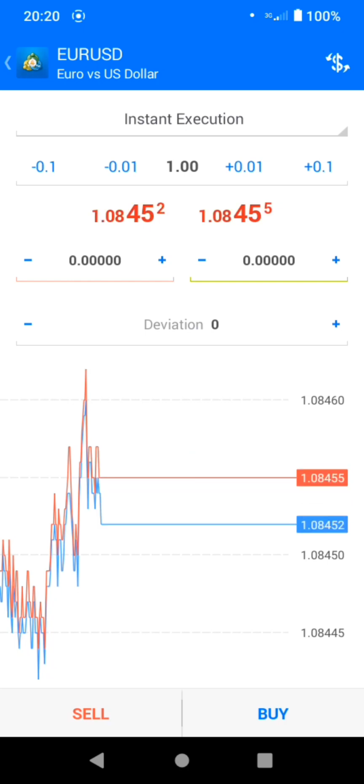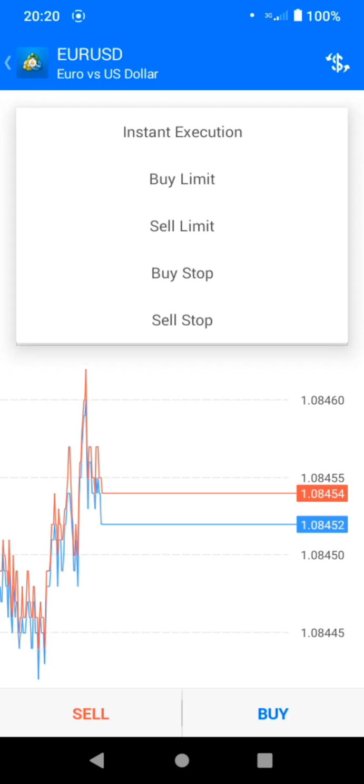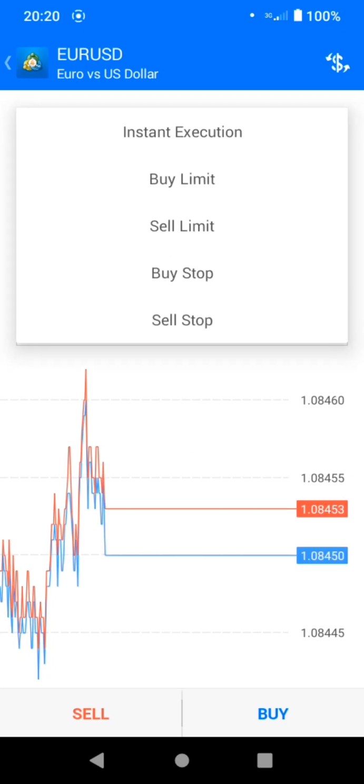We have pending orders as well. We have the buy limit order, sell limit order, buy stop, and sell stop. I'll explain this in a separate video so you understand the types of order in detail as well.